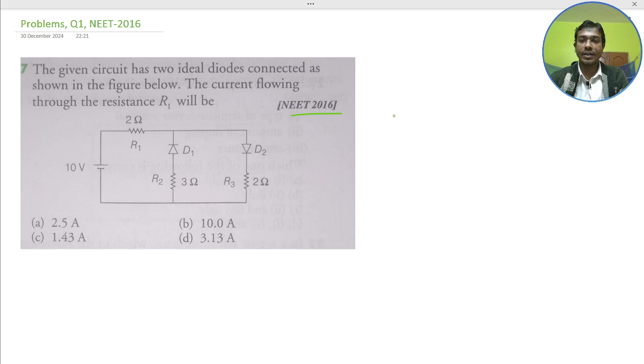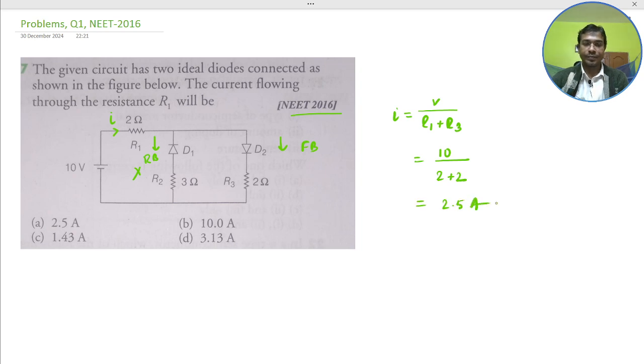So here the current I, by Ohm's law, is I equals V by R1 plus R3. This is the current flowing in this direction. This diode is in forward bias, so we consider it, and this one is in reverse bias, so we do not consider these portions. The voltage across 10 and 2 plus 2, so it becomes 2.5 ampere. 2.5 ampere, A, is our correct answer.